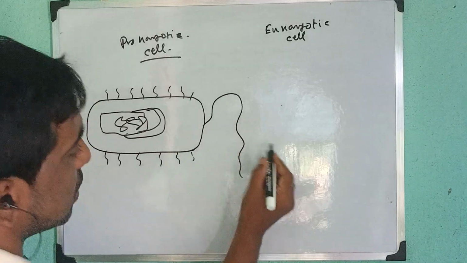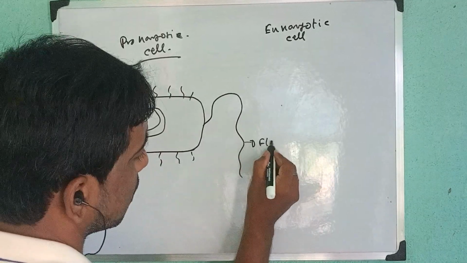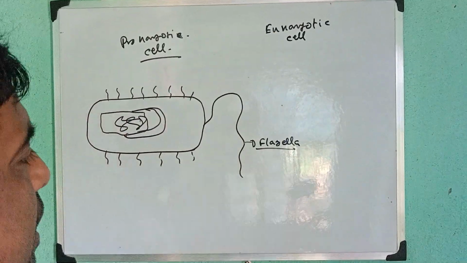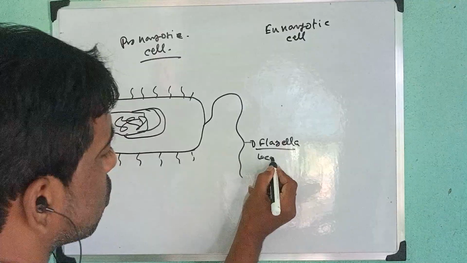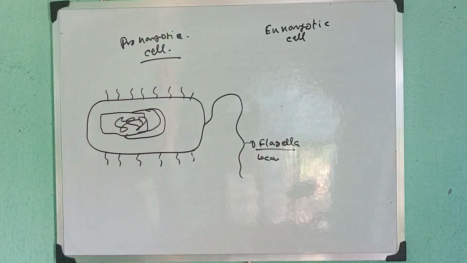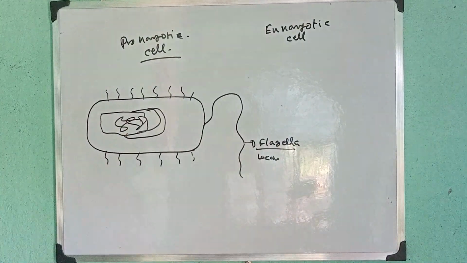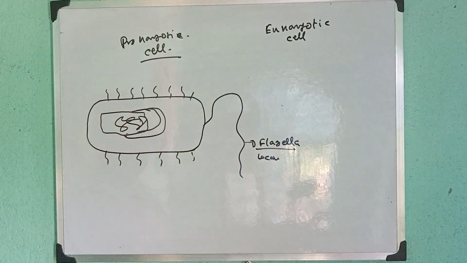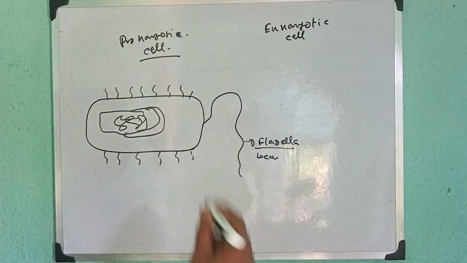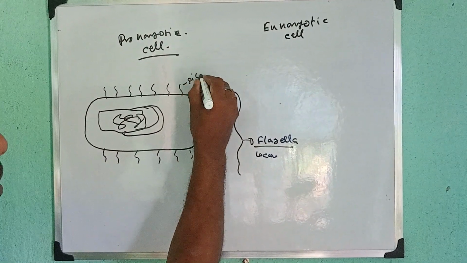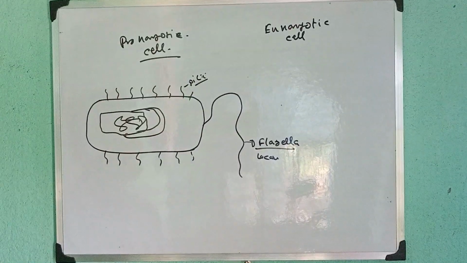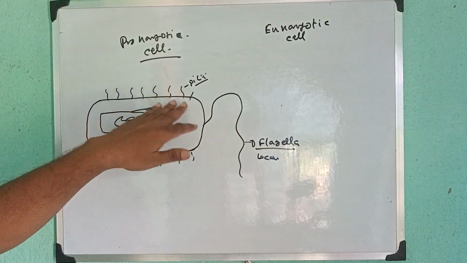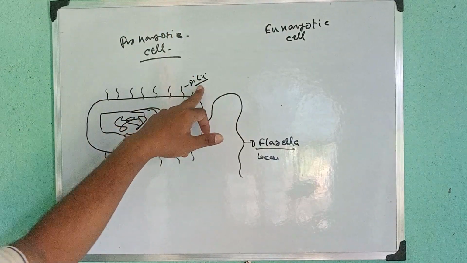So here is the flagella, which is present in the prokaryotic cell. It is a locomotion organ, meaning the cell moves by this organelle. And here is a pili-like structure. Pili means there are sex pili present. The pili transfer DNA from one cell to another cell, so this pili is also called the sex pili.